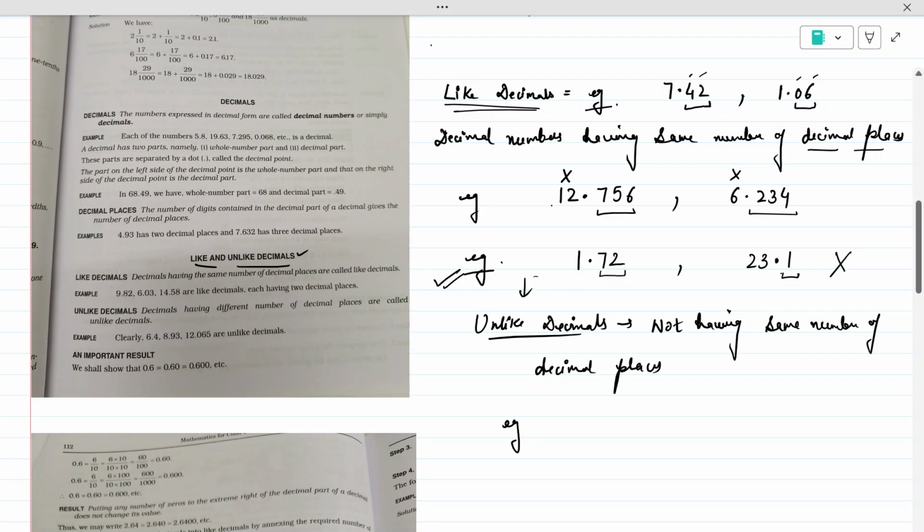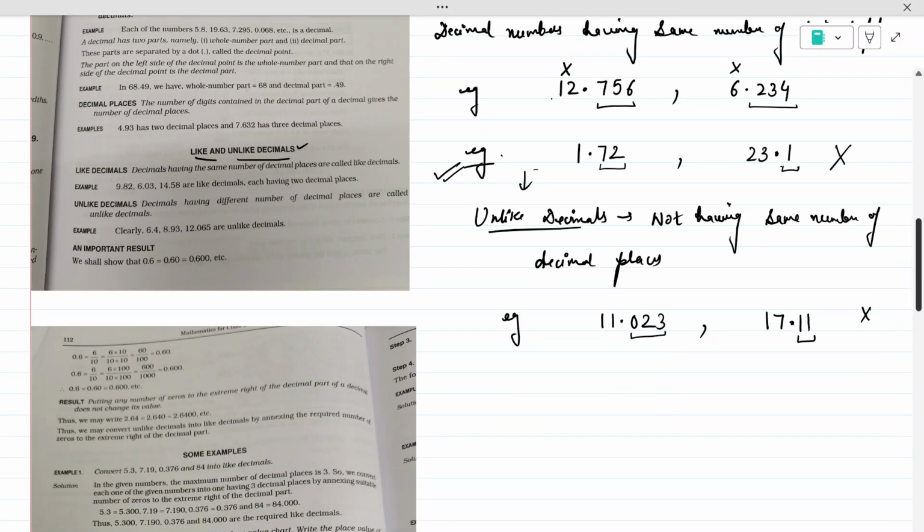Okay, let us take another example now. Let's say we have a number 11.023 as one number. Another number I'm taking is 17.11. So here also the number of places after decimals are not equal, so they are an example of unlike decimals. Okay, because the number of places after decimals are not equal. I hope that you have understood like and unlike decimals now.